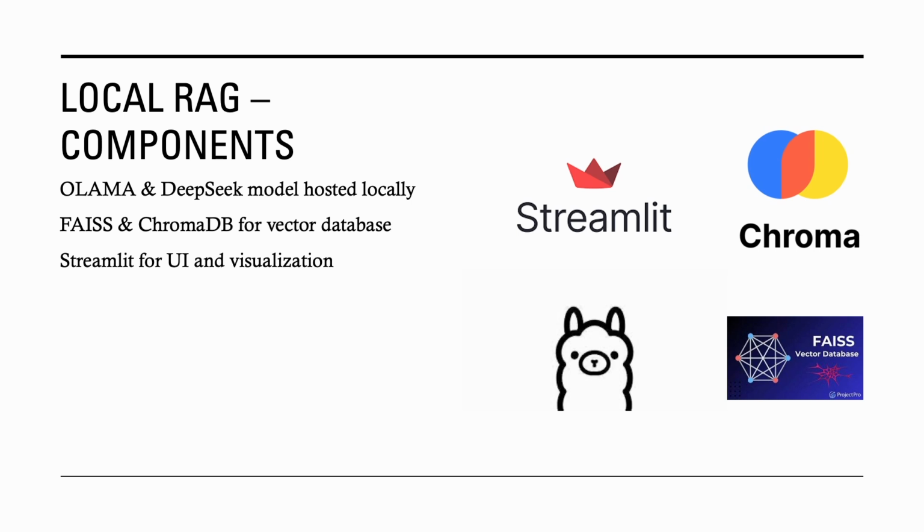Our methodology begins with data acquisition, pulling filings directly from the SEC API. We then parse each document into chunks for embedding and indexing. In the local RAG path, embedding and inference occur on-prem using Ollama and the DeepSeek model with FAISS or ChromaDB for vector storage.